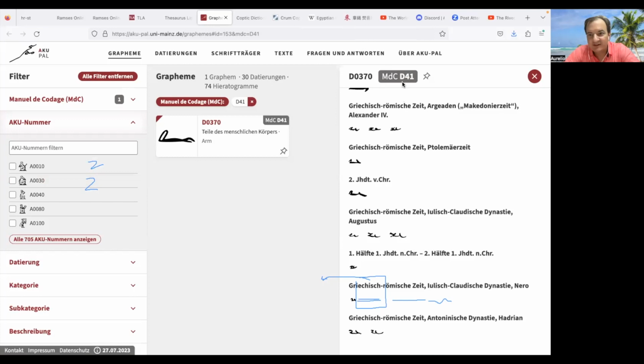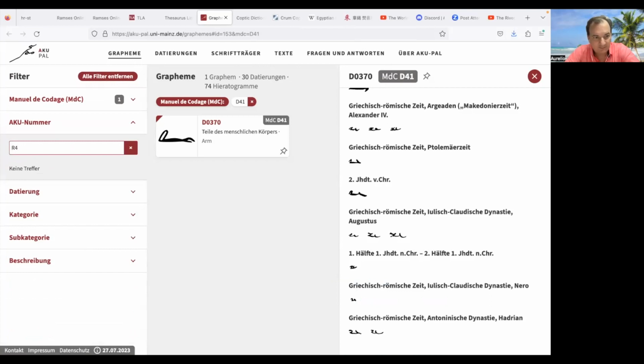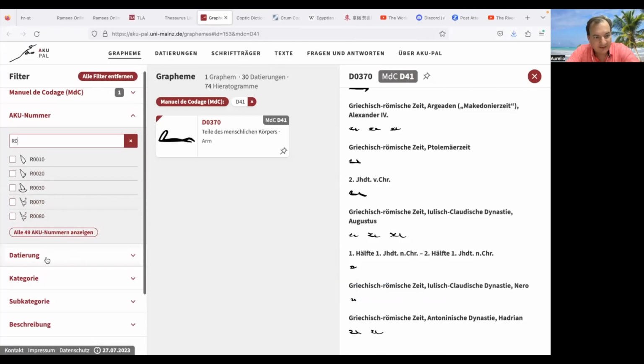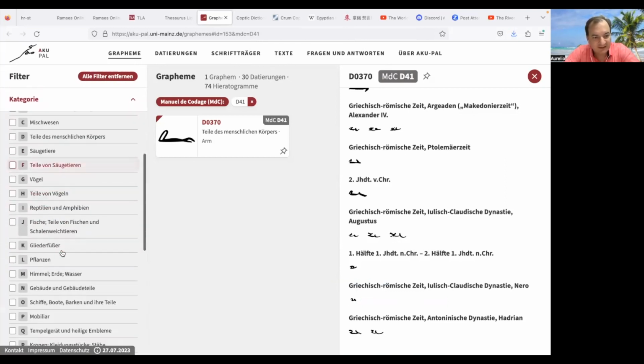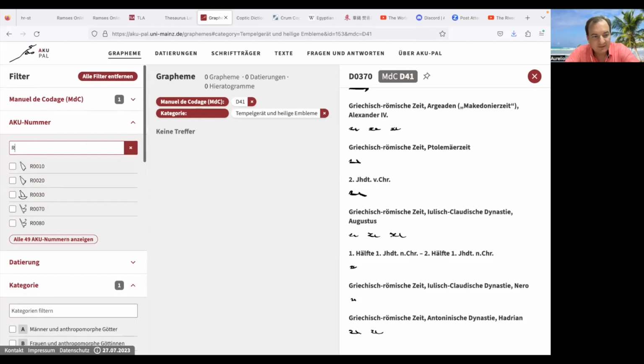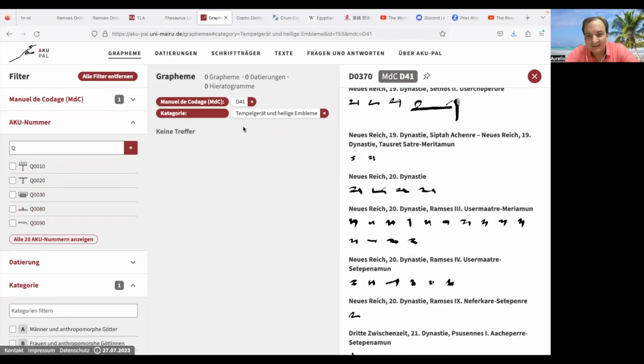Use the time to clean up for the drawings. R4. Okay, 0004. Nope. What category is that in again? Something with offerings, isn't it? Yeah, temple furniture, which they have under Q. Oh, okay, Q80. I mean, why use the same codes? Q80. Don't mess with the Gardiner numbers.